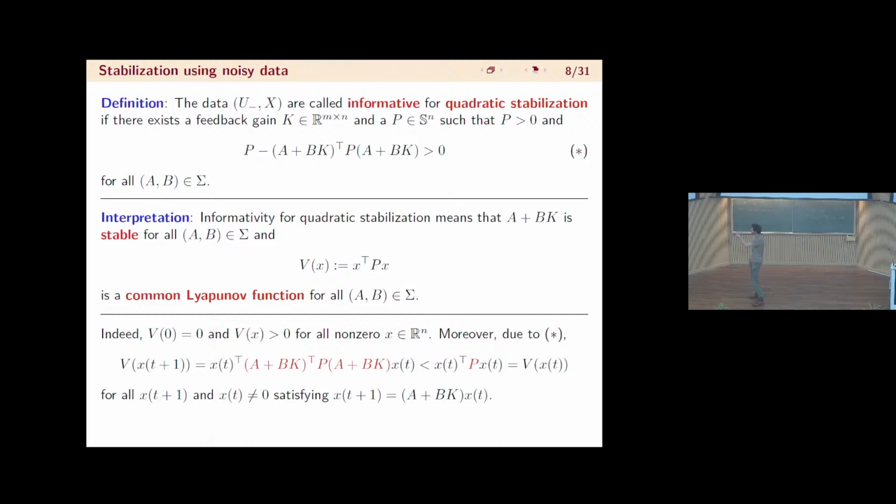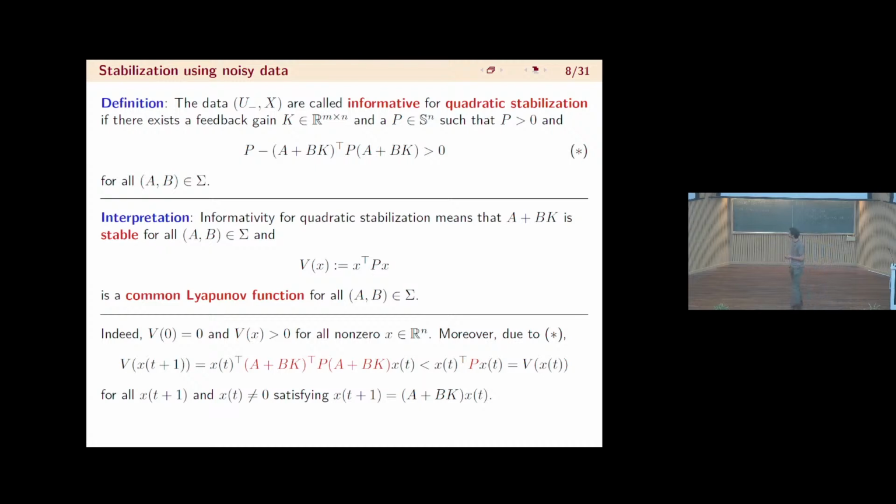But now you see something nice, because due to our Lyapunov inequality, this term in the middle over here, (A plus BK) transpose P (A plus BK), is less than P. So this is less than x transpose Px. But that's just our Lyapunov function evaluated at x of t. So indeed, along the trajectories of your system, this Lyapunov function decreases. And by a theorem of Lyapunov then, indeed, the closed loop system is asymptotically stable.